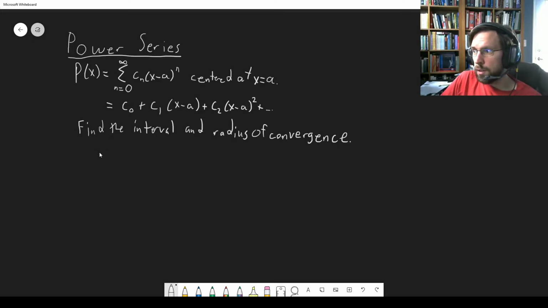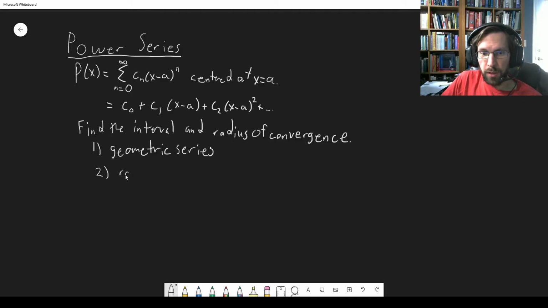Okay, to do this, you're going to use one of two techniques. Because you have that x minus a to the n, if c sub n is a constant, we then have a geometric series. The other way we'll do this is via the ratio test. Okay, and note with the ratio test, then we may have to check endpoints.